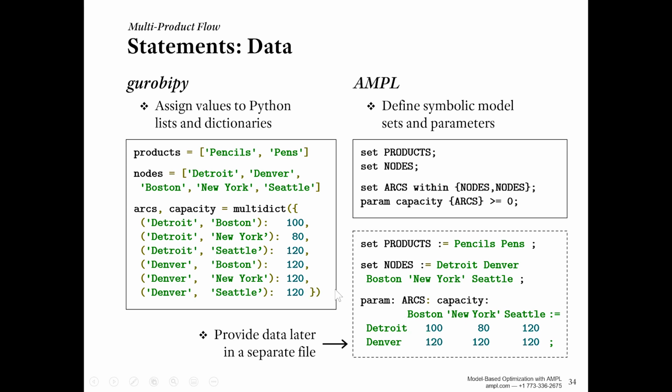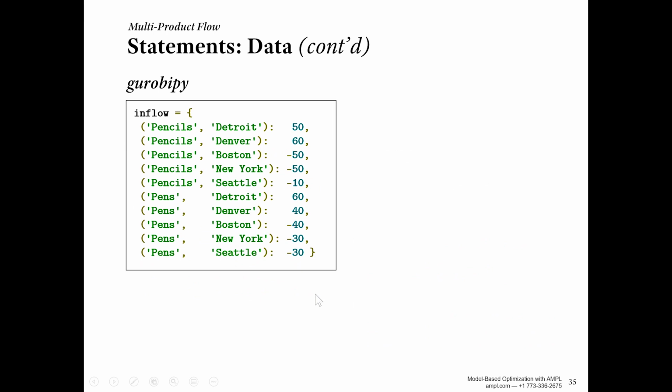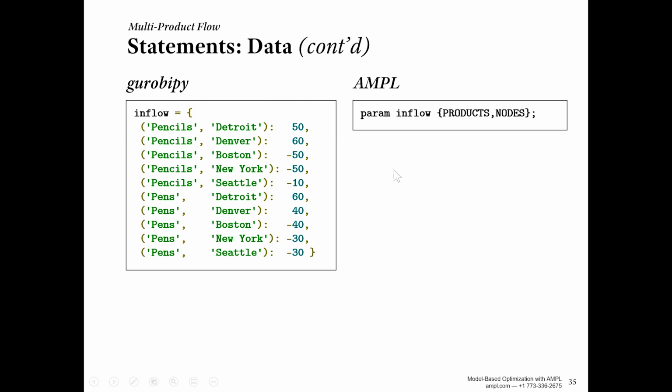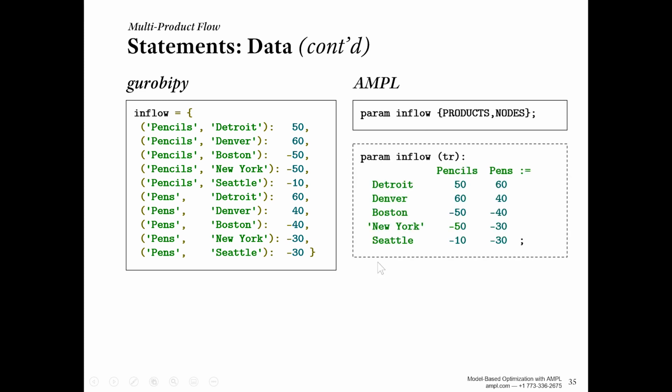Now the same thing goes for the rest of the data. So for example, for the supplies and demands, the Gurobi model has another dictionary there. And in AMPL, all you say is that there's a parameter called inflow, that there's one for each product and each node. So that says if it's positive, the amount of product that flows into the node. If it's negative, it's the amount of demand that flows out. And then the actual data is in a table somewhere else.